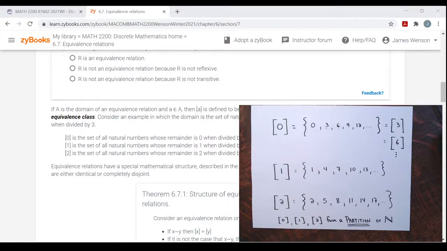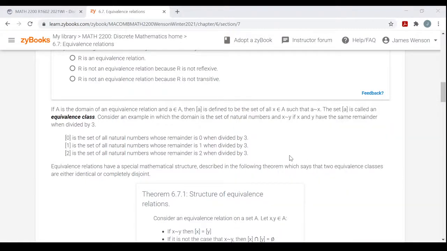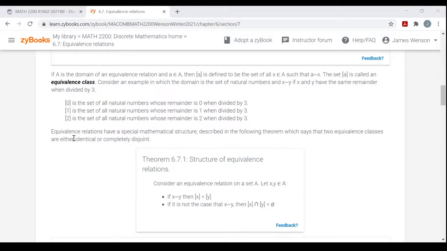You got all the natural numbers represented by each of these sets, and there's no overlap. All right, so these 3 sets break the natural numbers up into non-overlapping pieces. That is a partition, and every single equivalence relation on a set will help you determine a partition of that set. And vice versa. If you know a partition of a set, that will help you define an equivalence relation on that set. And we're going to get into all that stuff right now. So you see, equivalence relations have a special mathematical structure described in the following theorem.